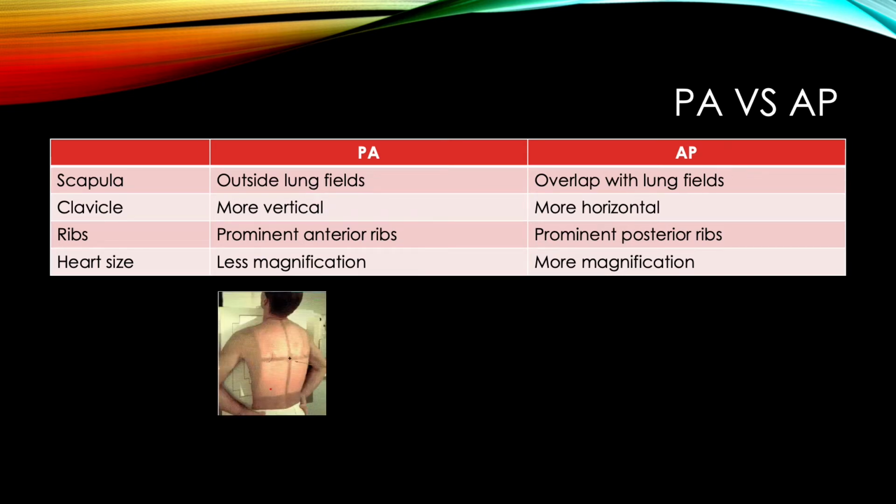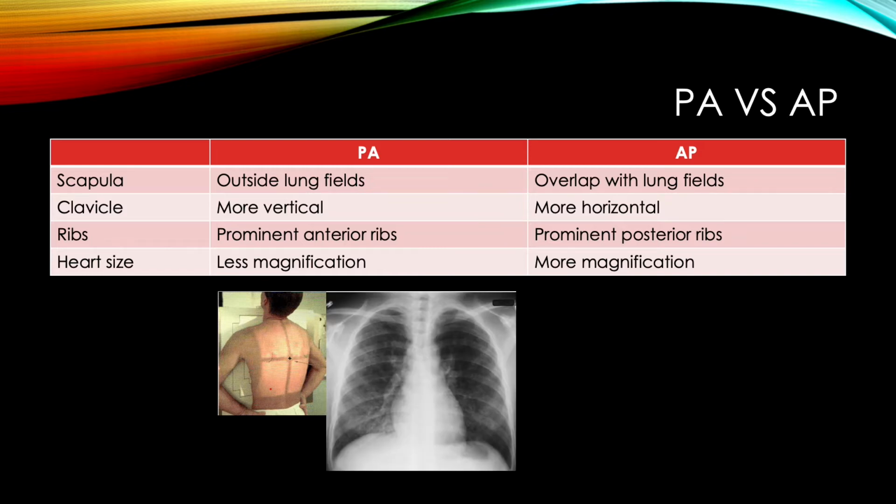The PA view chest radiograph is acquired with the patient standing, both elbows flexed with the dorsal of both palms resting on the hip. Therefore, on PA view, the scapulas are more lateral, outside the lung fields. The clavicles are more vertical and the anterior ribs are more prominent. The heart is less magnified.